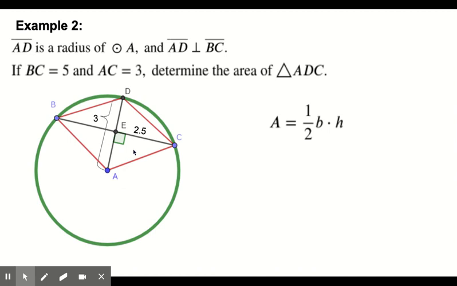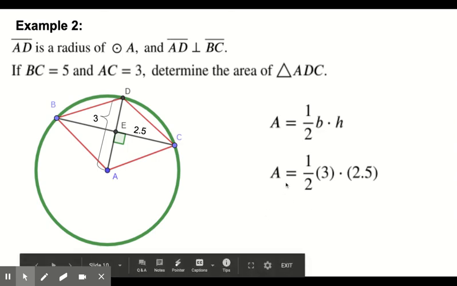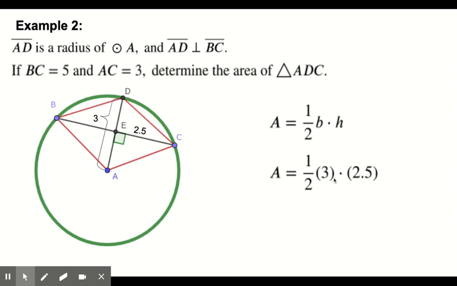So I have my distance of AD, which is 3. I know that A equals 1/2 times 3 times 2.5. Therefore, A equals 3.75 units.